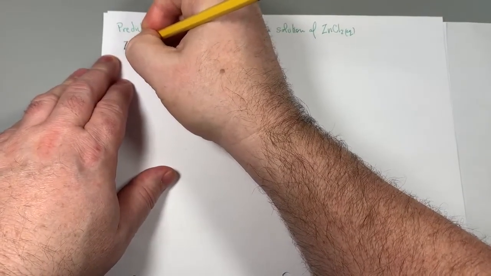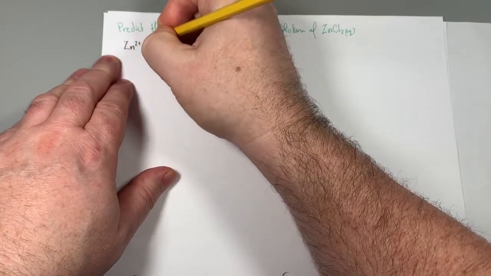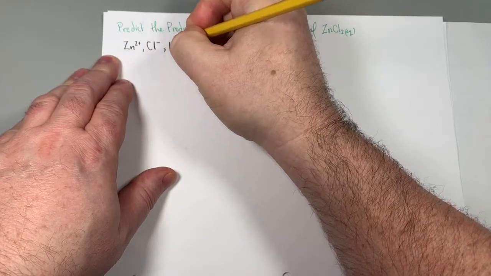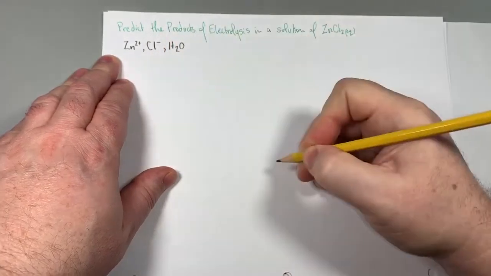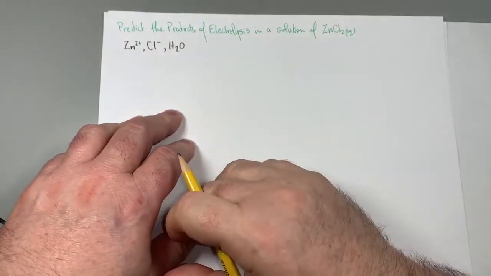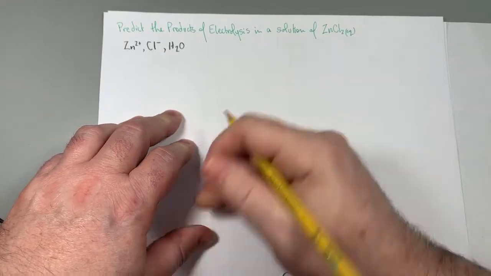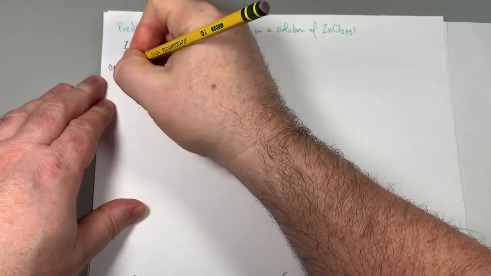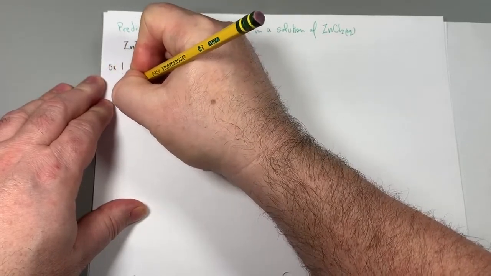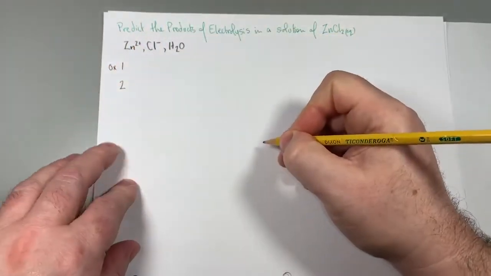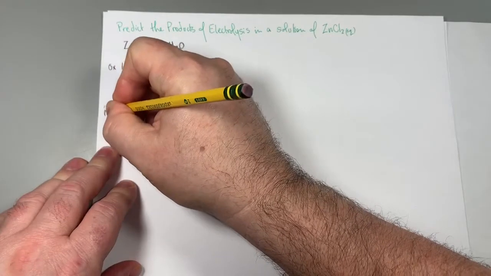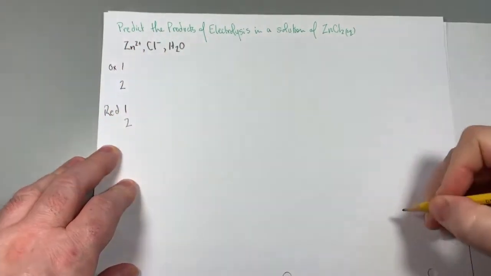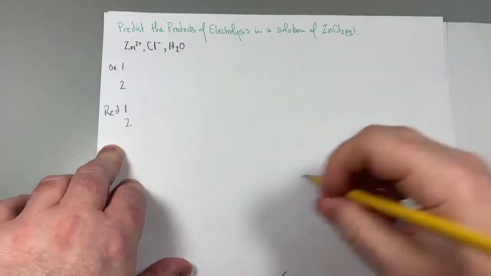We have Zn2+ ions, we have Cl- ions, and we have water, which is used twice because it could be oxidized or reduced. So there are two possible oxidation reactions, oxidation 1 and 2, and two possible reduction reactions, reduction 1 and 2.